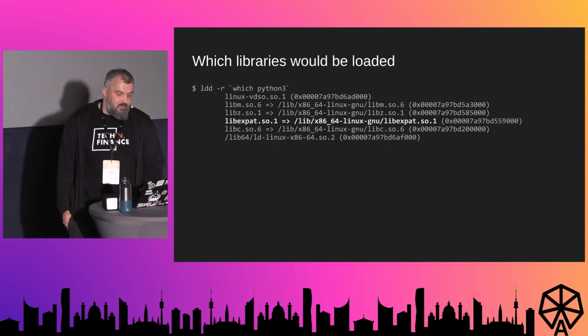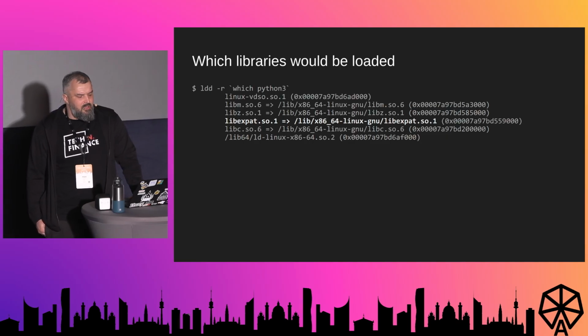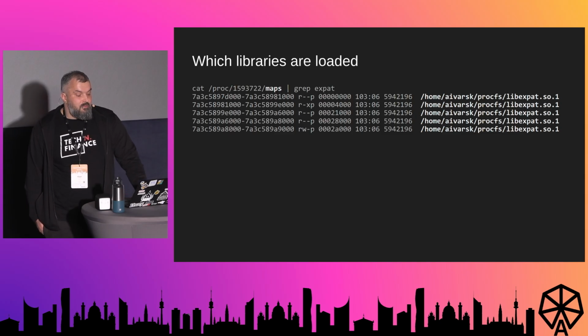And then, the binary typically loads some shared libraries, and the way you know which libraries would be loaded is you typically do ldd -r, which means resolve all libraries, so it will traverse the whole tree of libraries and print all of them. Here it says that it wants to use libexpat, and it will come from /lib/x86_64-linux-gnu, and so on. However, if we look into the maps file, we see that it has loaded the library with the same name, but from a different location.